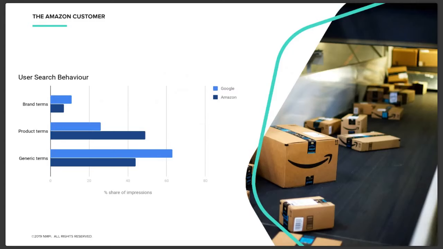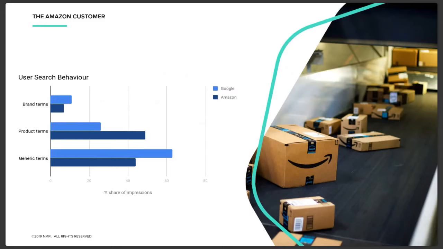First, I wanted to look at the actual search behavior. So what are customers searching for on these two platforms? And I've categorized the data into three categories: brand, product, and generic. Brand being those that include the brand term, product being those related to a specific product, and everything else categorized into generic. And this chart shows the percentage share of impressions that each category drives for each channel, whether that's Google or Amazon. And what we can see that stands out are the product terms.